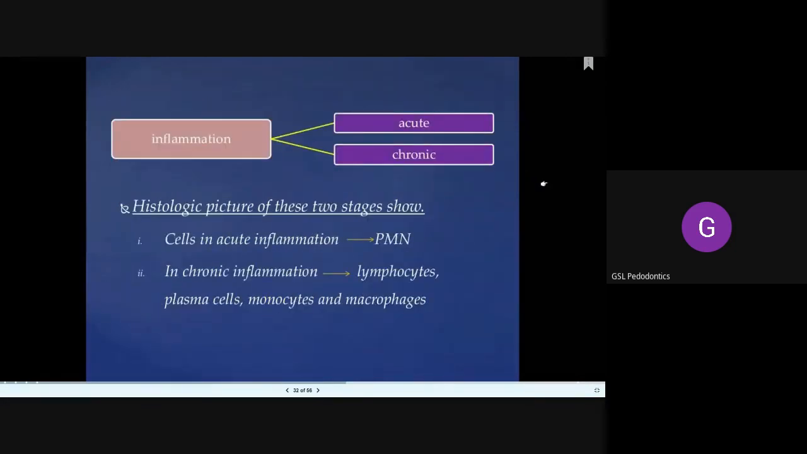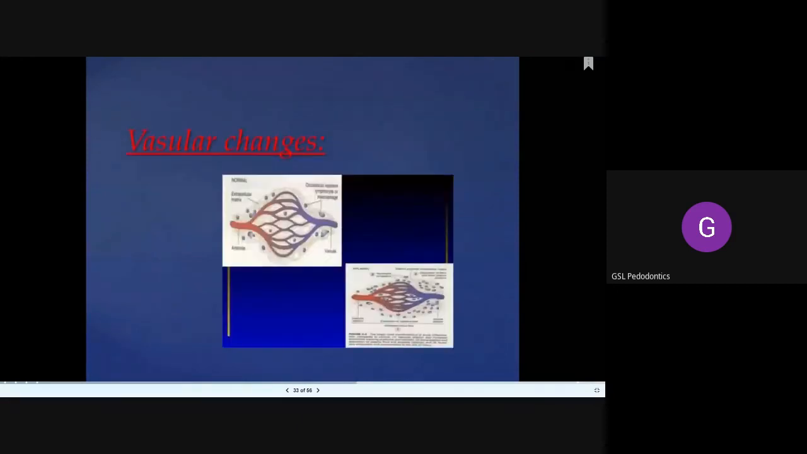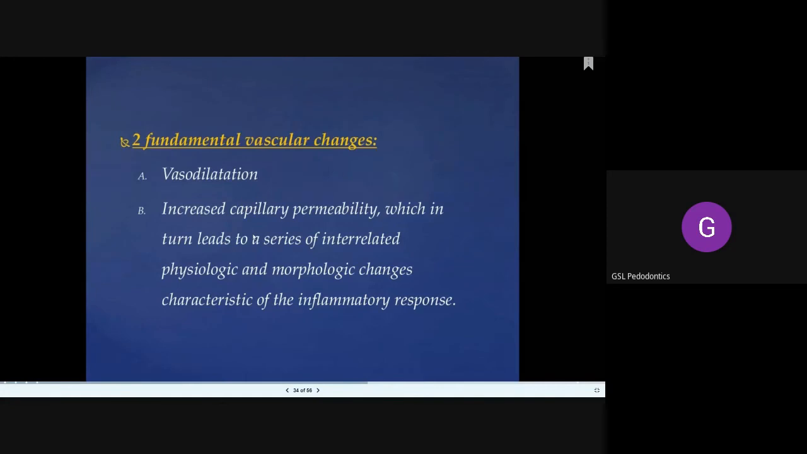Inflammation, as we all know, can be acute, that is short-lived, or chronic, which is of longer duration. In the histological picture, in acute inflammation polymorphonuclear cells will dominate, whereas in chronic inflammation lymphocytes, plasma cells, monocytes, and macrophages will predominate. The vascular changes, as you know, include diapedesis and blood pressure changes around the blood vessels. The first fundamental vascular change is vasodilatation, that is dilatation of the arterioles, and the second is increased capillary permeability.